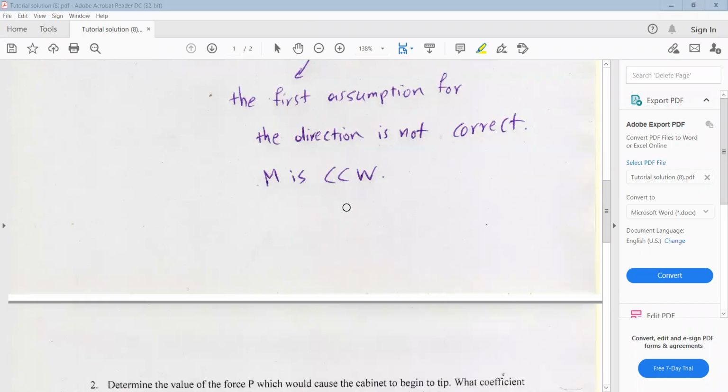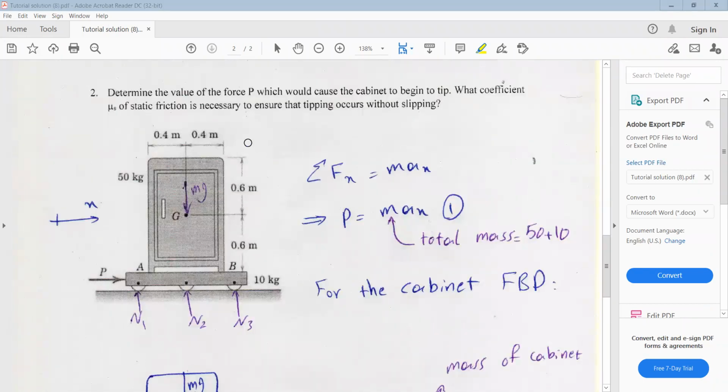Okay, thank you. So the next problem here, we have a cabinet which is located on a trailer. Determine the value of P which would cause the cabinet to begin to tip. What coefficient mu s of static friction is necessary to ensure that tipping occurs without slipping?